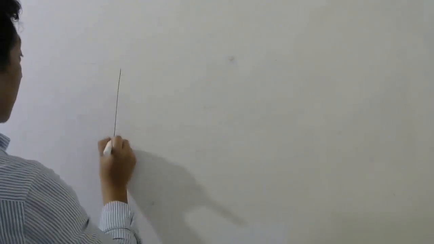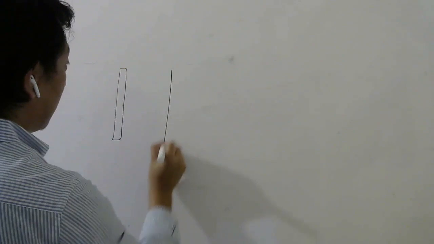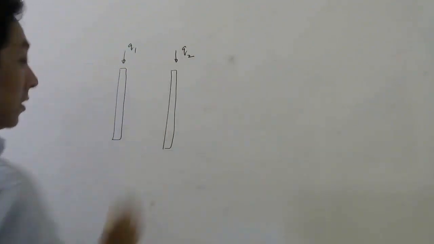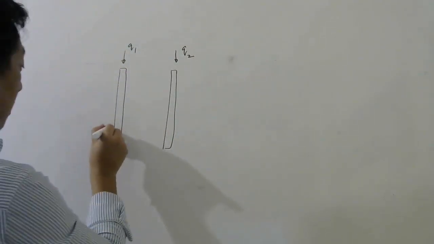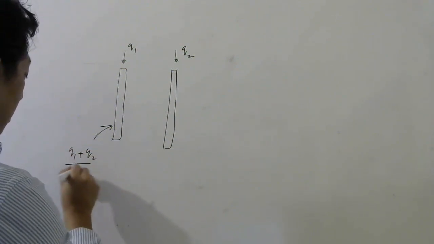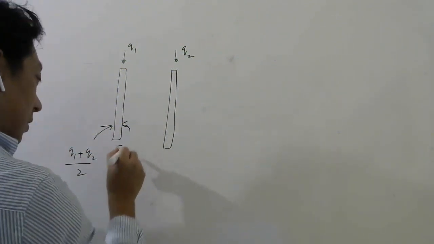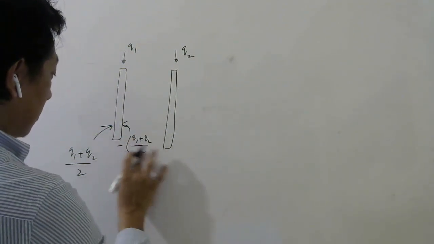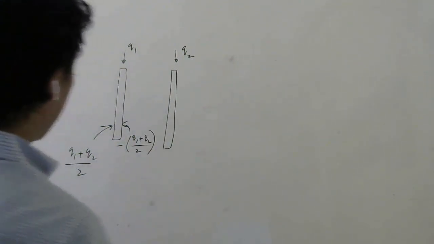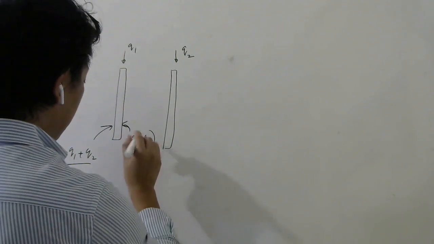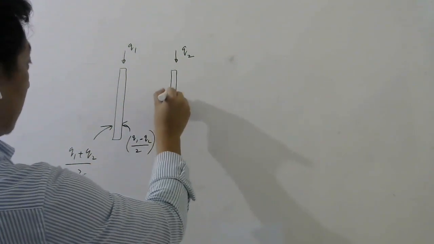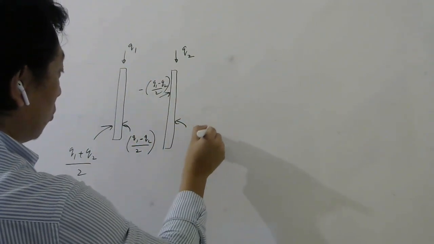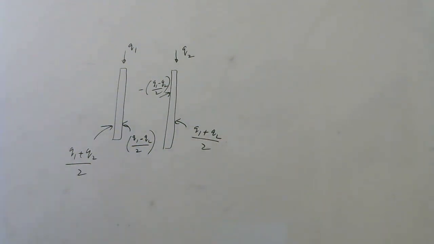So imagine, let us think of the previous situation. Like this system, two parallel plates. Here I give Q1 charge, here I give Q2 charge. Remember, right? Okay. How was the charge distributed? Here it was (q1 plus q2) divided by 2. Here it was minus (q1 minus q2) divided by 2. Then here it was minus (q1 minus q2) divided by 2, and here it was (q1 plus q2) divided by 2. Right, students, this is how we have discussed.